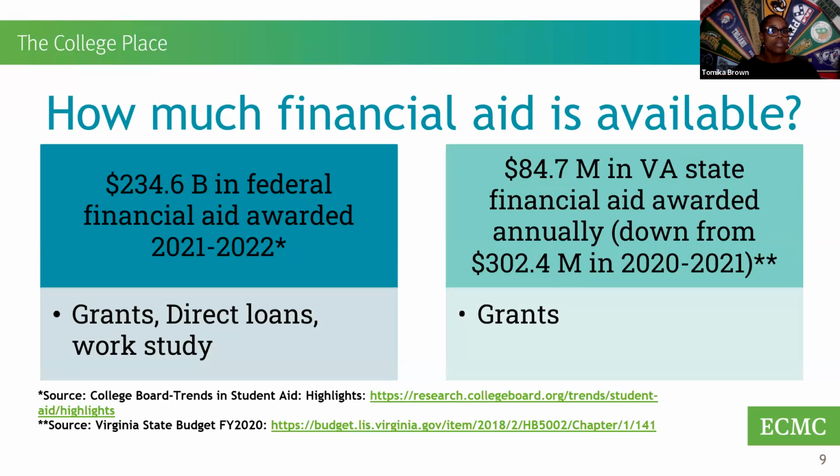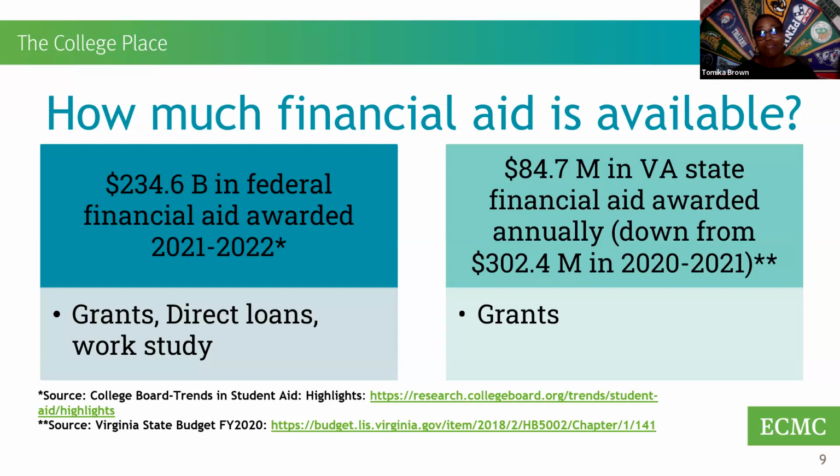It's also important to not only know what the post-secondary options are, but how much financial aid is available now. Like, how much financial aid even exists that these students have access to? Well, in 2021-2022, it's reported that federal student aid had about $234 billion in federal financial aid that was awarded in the form of grants, loans, and work study.